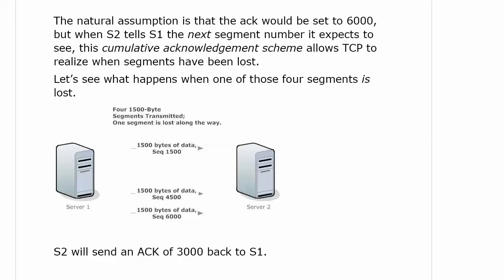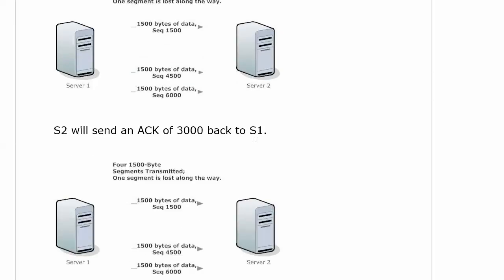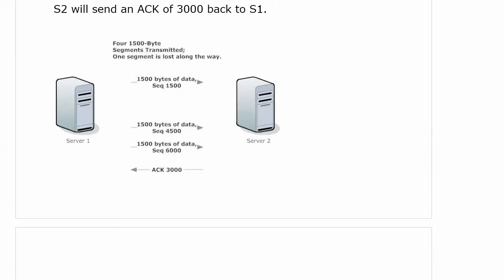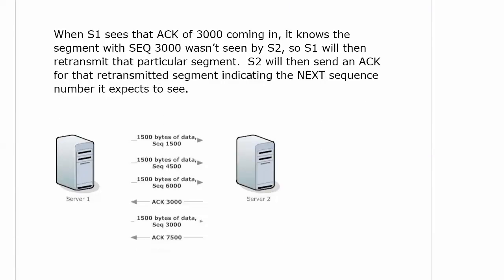So here in this next example, one of the segments got lost, the one with sequence 3000. And what server 2 is going to end up doing is sending an ACK of 3000 back to server 1. Basically, server 2 is indicating, yeah, you might have skipped one here because I'm expecting to see a 3000. Now, when server 1 sees that ACK of 3000 coming in, it's going to know the segment with sequence number 3000 wasn't seen, so then server 1 will retransmit that particular segment. And then server 2 will send an ACK for that retransmitted segment, indicating the next sequence number it expects to see. And that's really all there is to it.